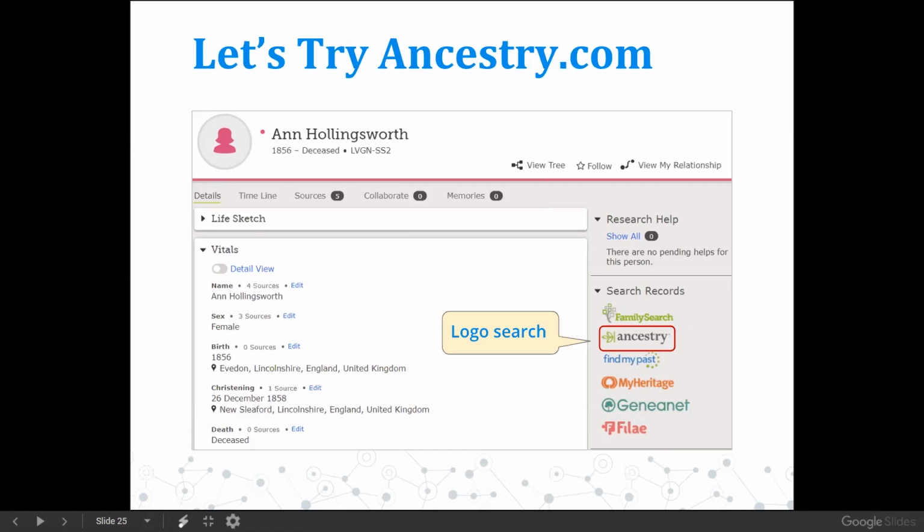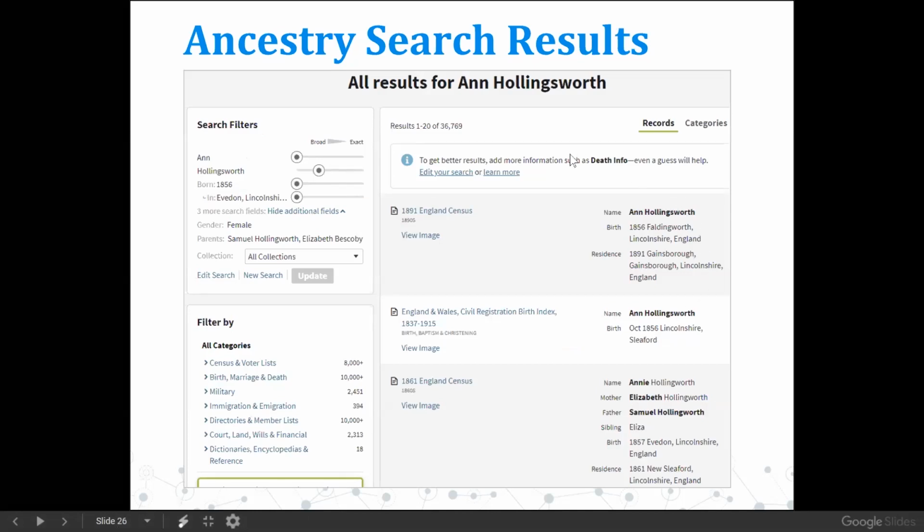Oh, and I realized I forgot to mention, in case you've never done a logo search before or used these buttons here, what they do is they grab all the information off the person page for you and stick it in the search form, so you do not need to type it all in. What a time saver, right? And also for accuracy, it's just great. So they couldn't have made it any easier. You click the logo, it runs the search, and here we are in Ancestry.